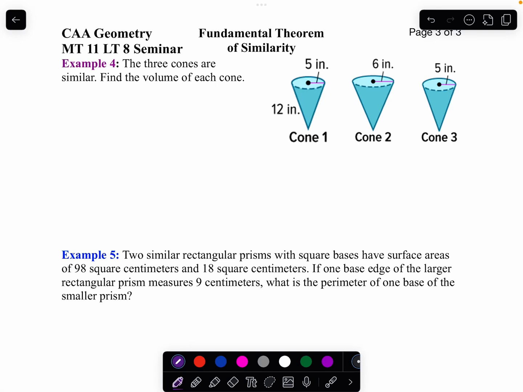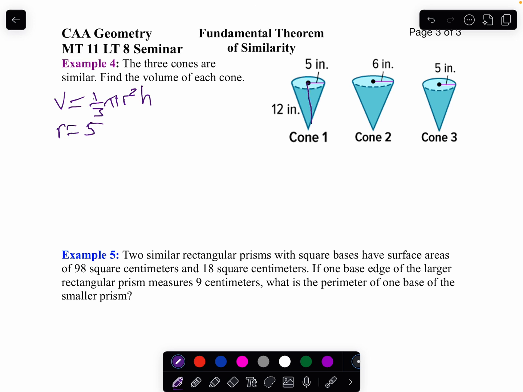In example 4, we have these 3 cones that are all similar, and I want to find the volume of each cone. Well, let's start with cone 1. To find the volume, we're just going to find the volume how we normally do. So it's 1/3 times pi r squared h. Notice my radius is 5, but I've got to calculate the height.